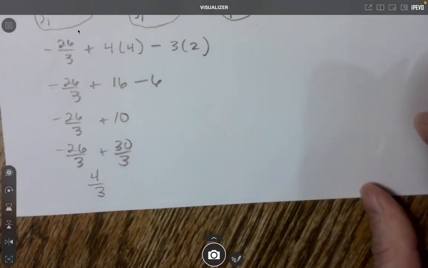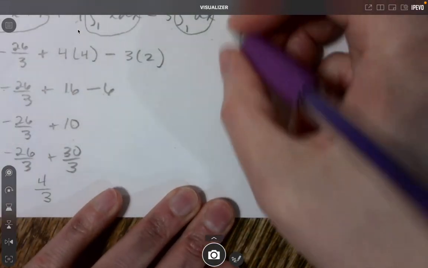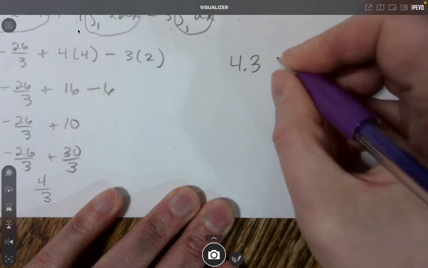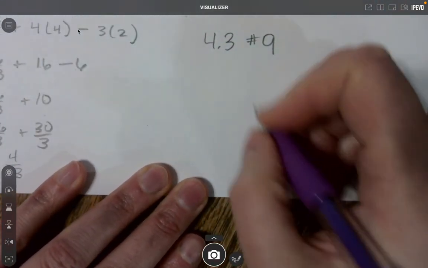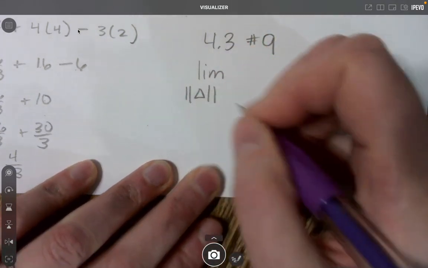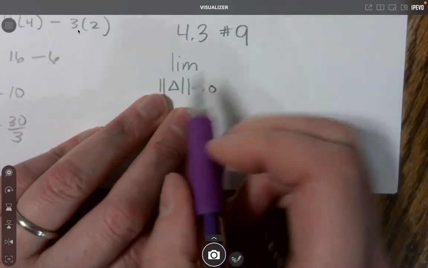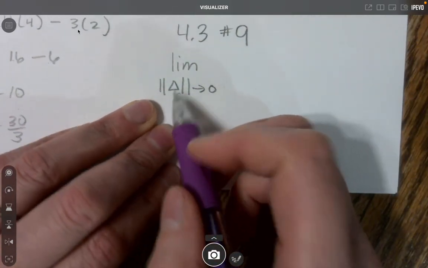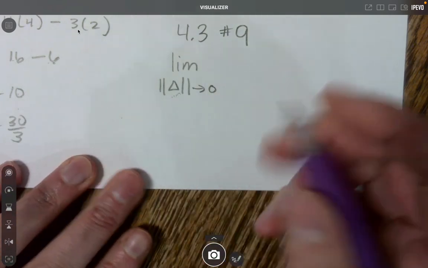And I have a note over here. I have no idea why I wrote this, but I'm going to just share it now. I think I'm doing number 9 for you so that you can figure out the other ones. They're saying the limit as our norm approaches 0. So that makes sense, right? We're talking about the width of those intervals getting super, super small and approaching 0.